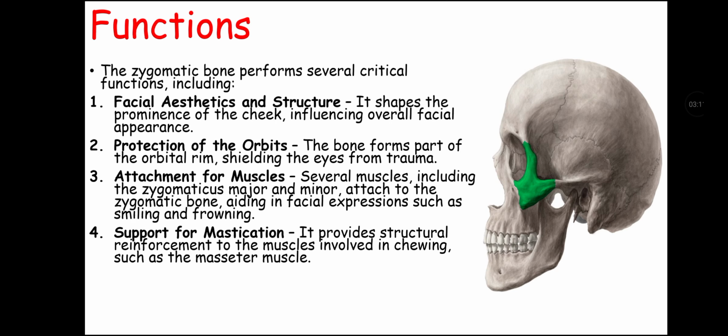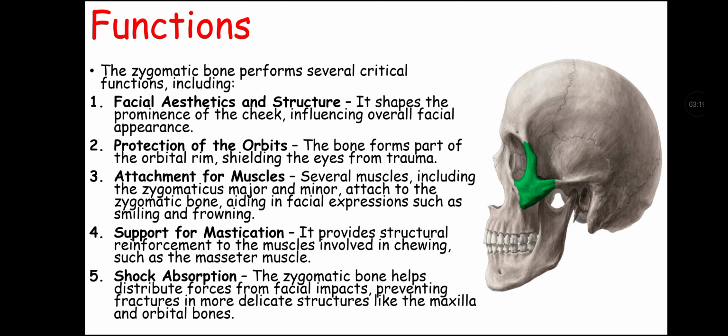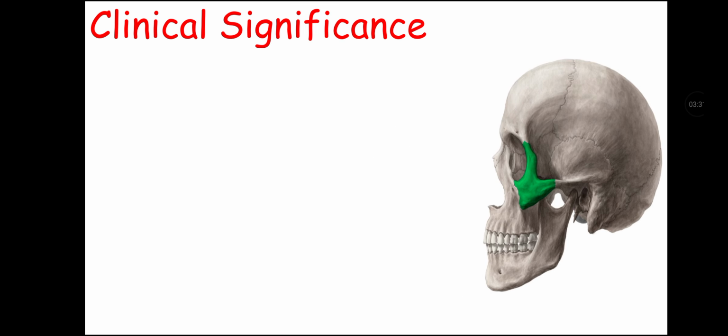The next function of zygomatic bone is support for mastication, as it provides structural reinforcement to muscles involved in chewing such as masseter muscle. And the next function of zygomatic bone is shock absorption, as the zygomatic bone helps distribute forces from facial impacts, preventing fractures in more delicate structures like the maxilla and orbital bones.